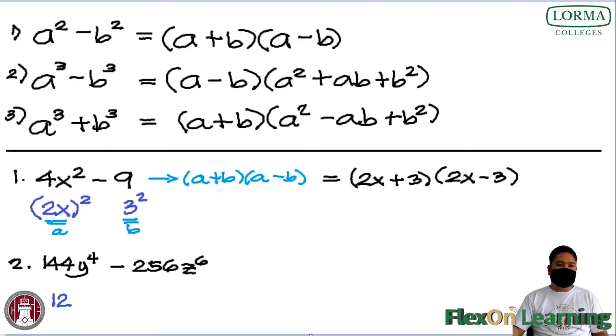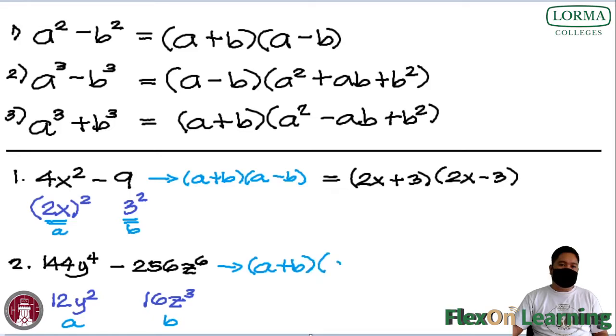And then the square root of y fourth, we just divide 4 by 2, so that would be y squared. Then, what is the square root of 256? That would be 16. And z6 would be factored as z cubed. So this will again serve as your a and b. This is an equivalent of a plus b and a minus b again.